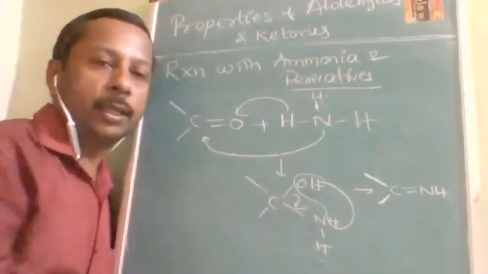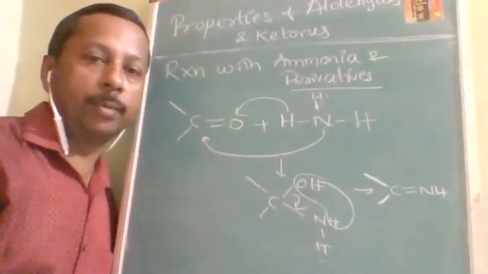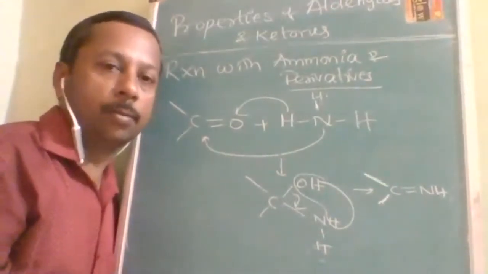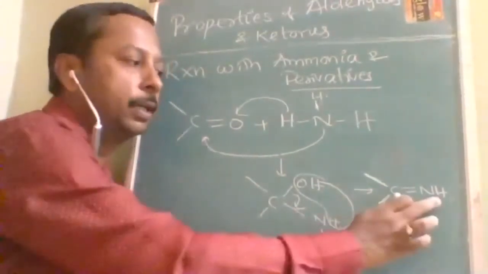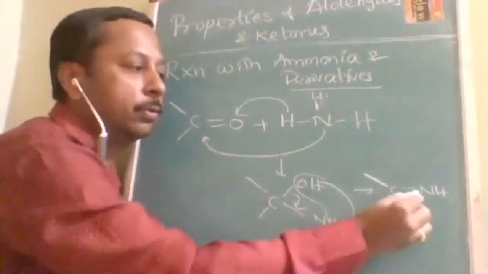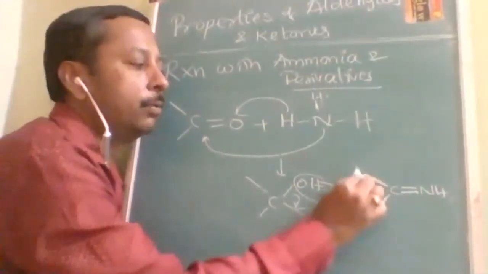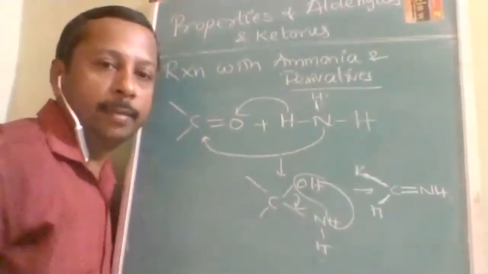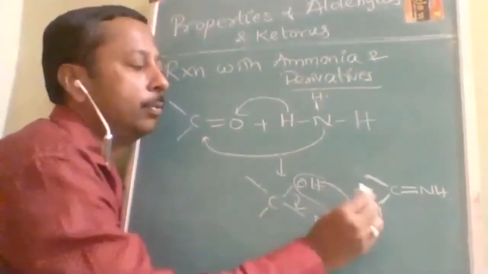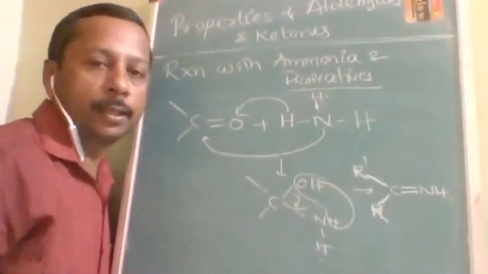Depending on the groups, imines are divided into two types, aldimine and ketimine. Imine means amine but with a double bond. If it is NH2, then it is called an amine, but because of the double bond it is called an imine. If it is hydrogen, then it is called an aldimine. If both sides are alkyl groups, then it is called a ketimine.